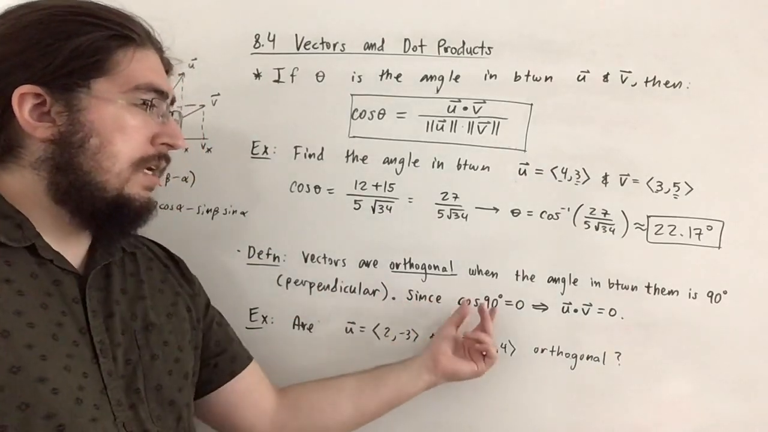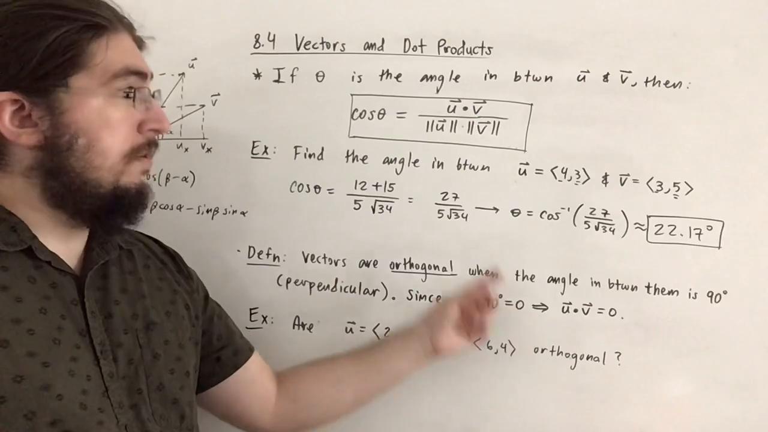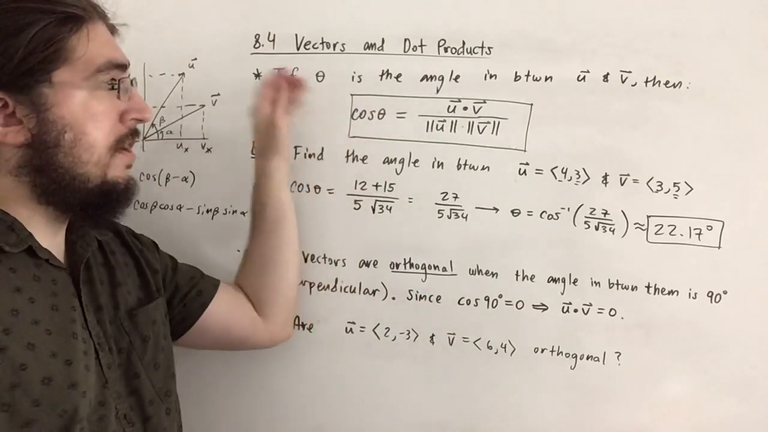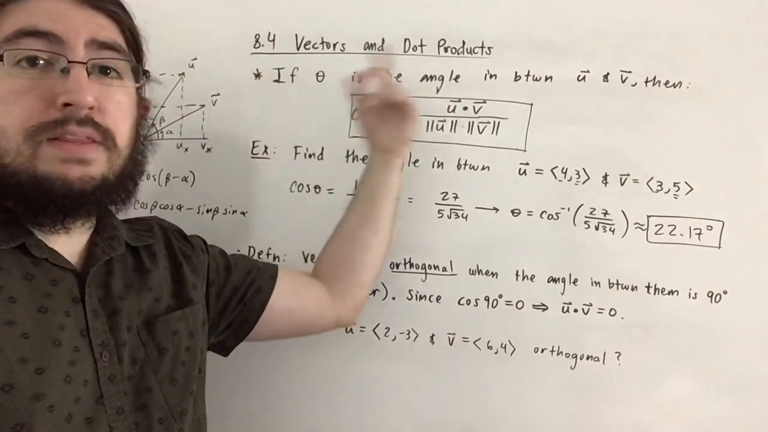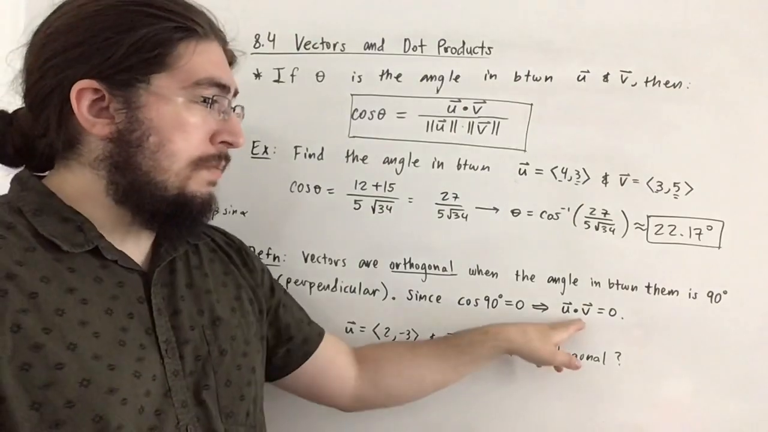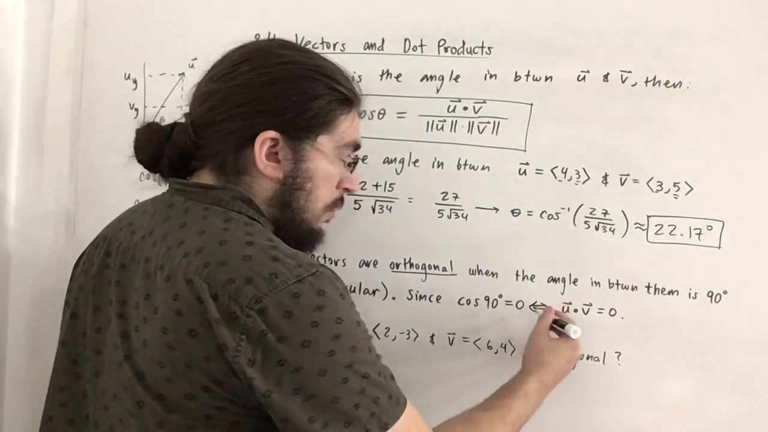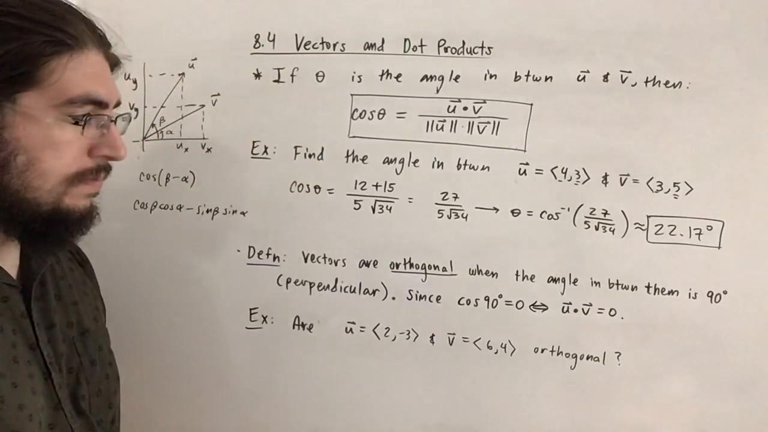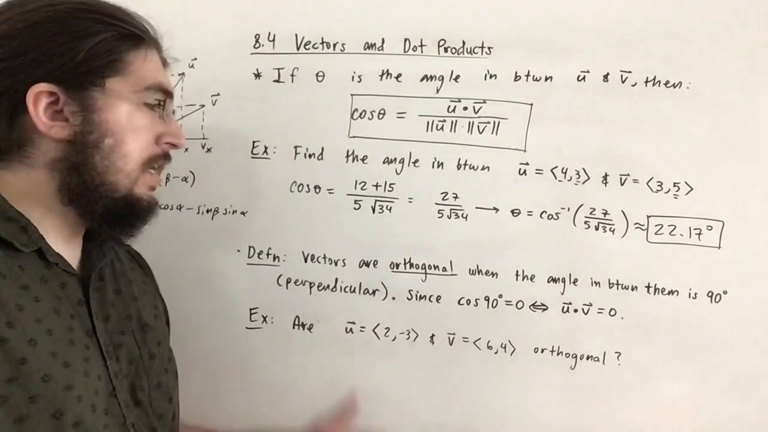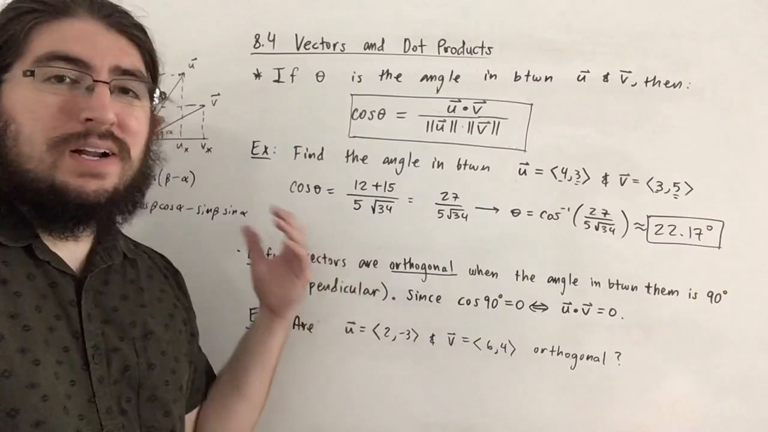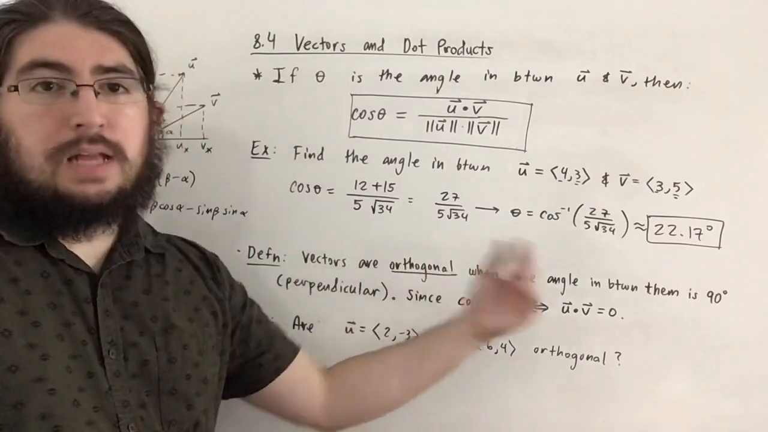Now, since cosine of 90 degrees is equal to 0, then from this formulation here, that means this fraction is 0, meaning the numerator has to be 0, so that implies that the dot product is 0. And this actually is the other way around as well. So this is if and only if. So basically, long story short, orthogonal vectors have a dot product of 0.